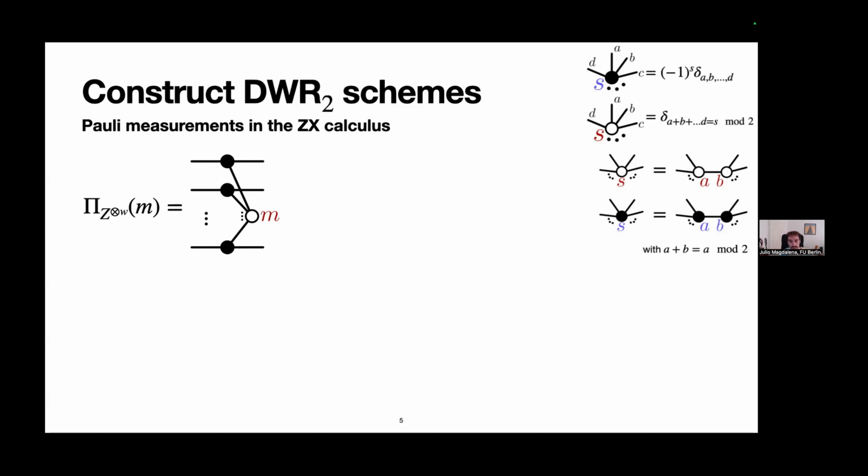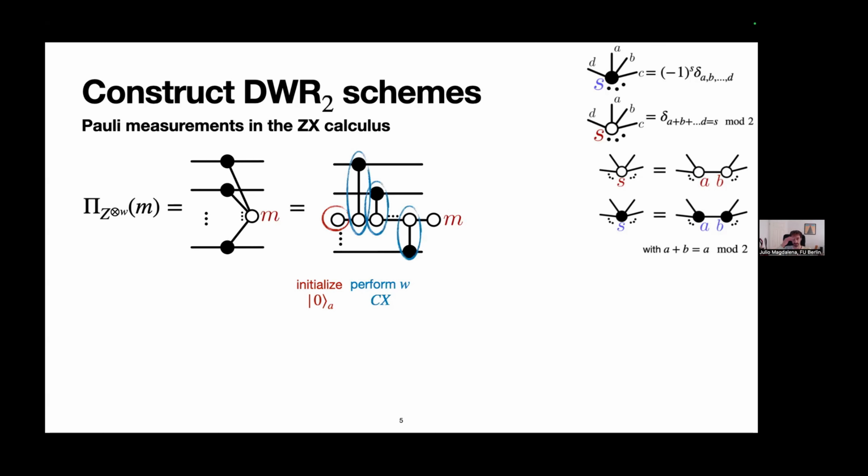Now we can use these simple rewrites to compile this ZX diagram into a circuit that in this case is composed of an initialization onto some computational basis state of an extra degree of freedom that I need to add. Then I have W controlled-NOT operations, and then a measurement onto Z with outcome M. And this would be a circuit that performs this measurement. The circuit may not be the best one, but I hope it's clear that you can use these rewrite rules to get a circuit.